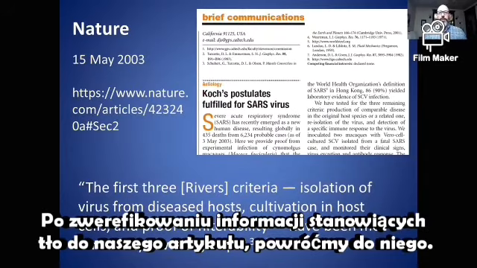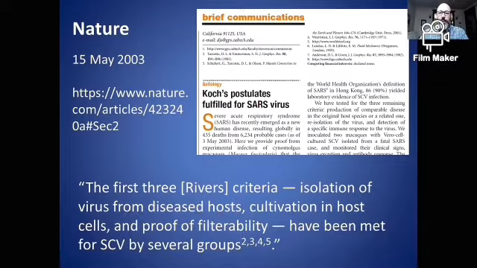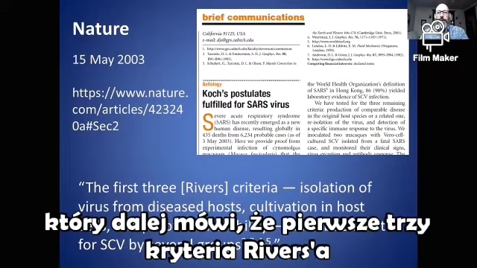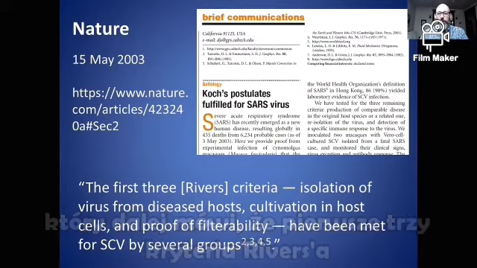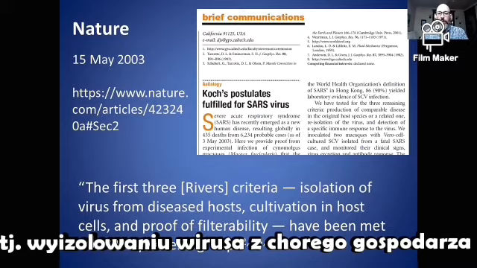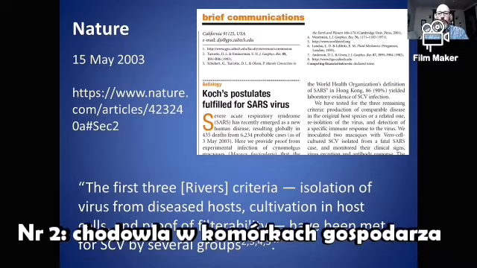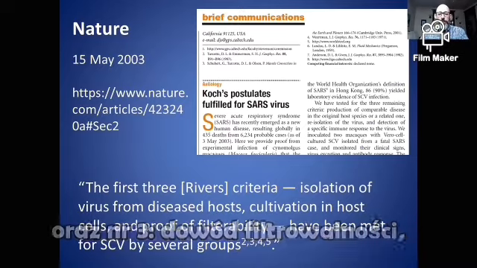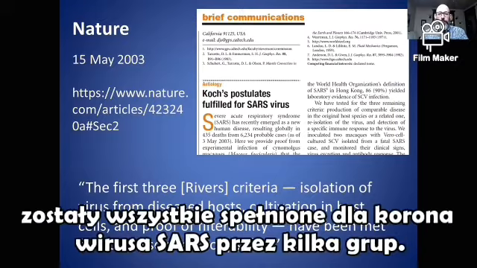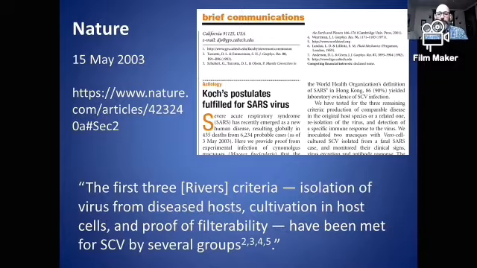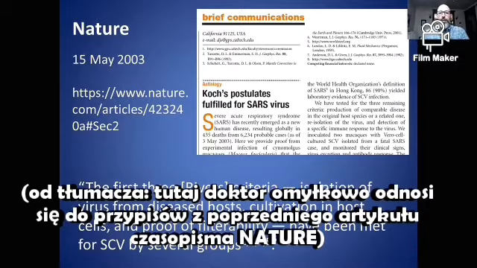Okay, so let's get back to this Nature article now that we've reviewed the background information. And it goes on to say that the first 3 Rivers criteria, which is number 1, isolation of the virus from a diseased host, number 2, cultivation in host cells, and number 3, proof of filterability, have been met for the SARS coronavirus by several groups. And you see at the bottom these footnotes, 2, 3, 4, 5. So I'm going to go through, and they are also in the article here at the top.